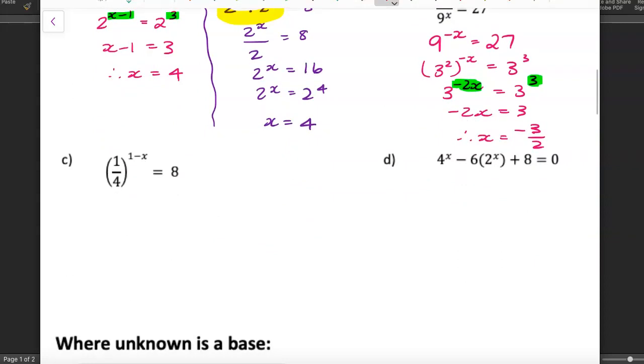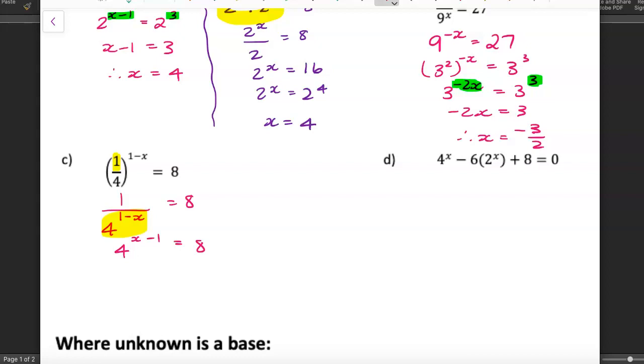In part C, we've got a fraction, a quarter, to the power of 1 subtract x equaling 8. Now, I've got a numerator and denominator both to the same power. We know that 1 to the power of anything is just 1. And my denominator is also to the power of 1 subtract x. Now I'm going to use the negative index law to bring this up as a numerator. So I've got 4 to the power of x subtract 1, because the 1 has become a negative 1, the negative 1x become positive, and this equals 8.